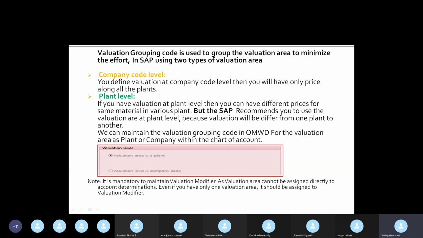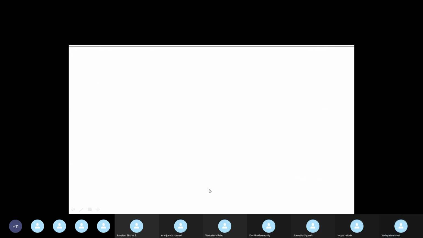It is mandatory to maintain the valuation modifier, as the valuation area cannot be assigned directly to the account determination. Even if you have only one valuation area, it should be assigned to the valuation modifier.